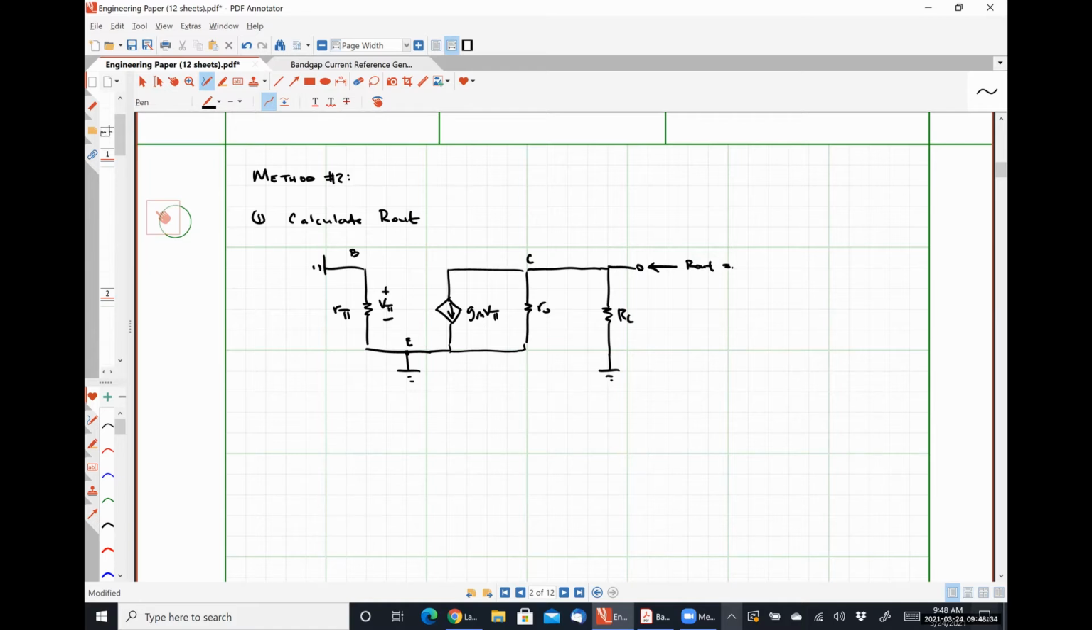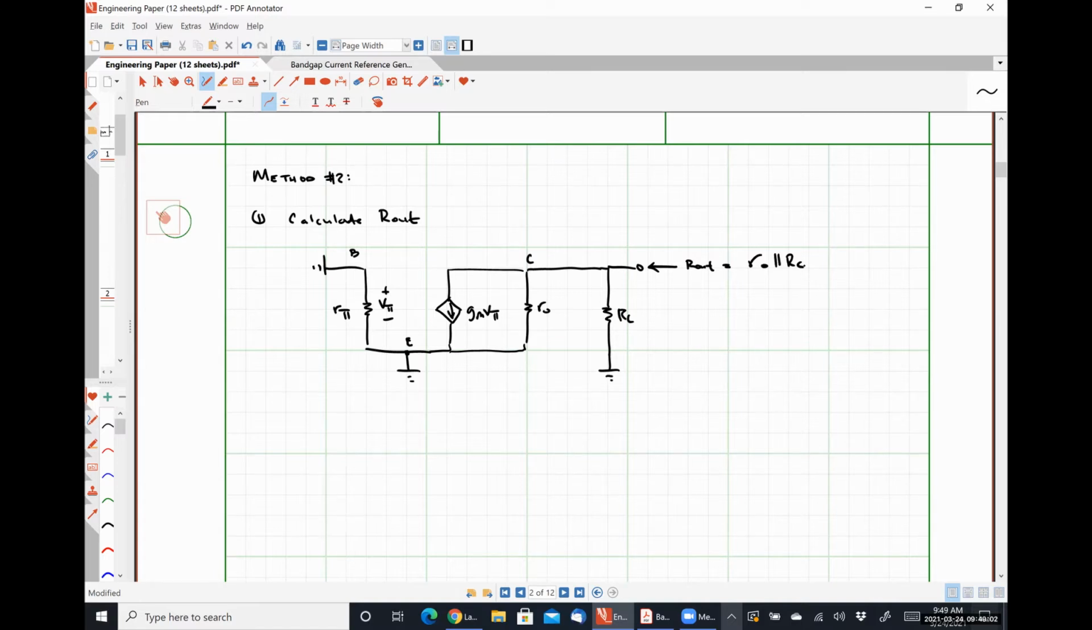So who can tell me by inspection what the output resistance of this amplifier configuration should be? R naught in parallel with RC, absolutely right. V pi has to be 0, which means this current source is an open circuit, and so we just see these two resistors in parallel with each other. R naught in parallel with RC.